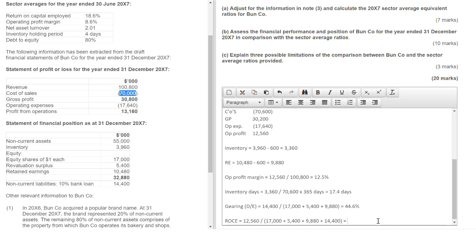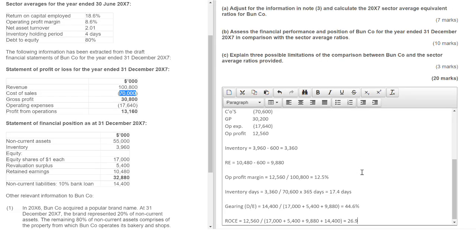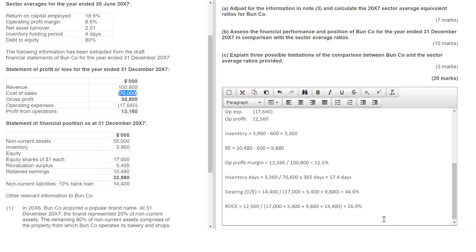And does that give you there, I think, 26.9%? Oh, what happened there? Okay. That was an odd one. Must have pressed the wrong button. Okay. No panic, but I've got my return on capital employed at 26.9%.